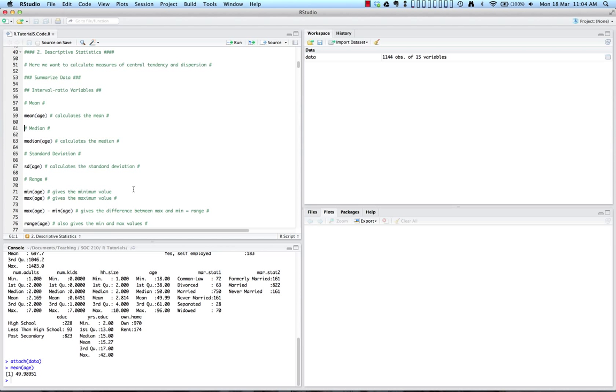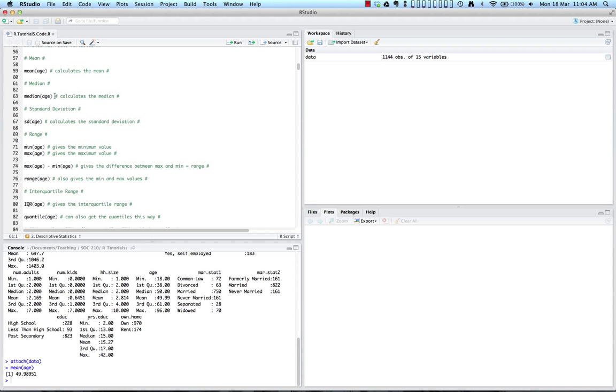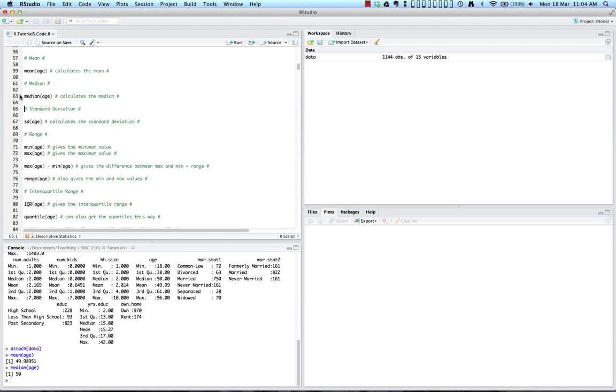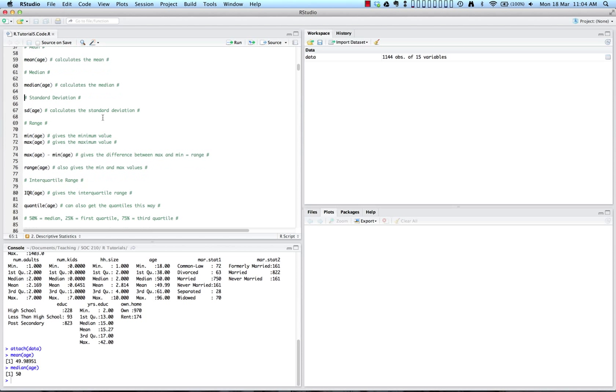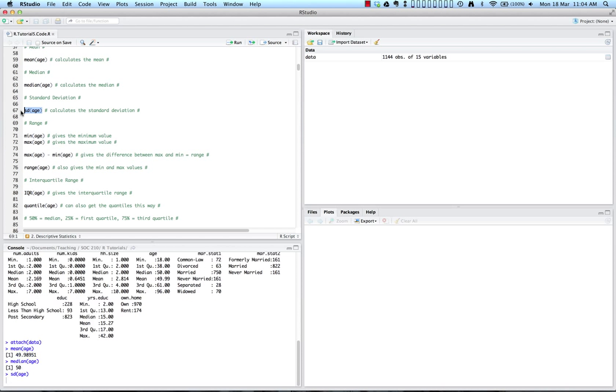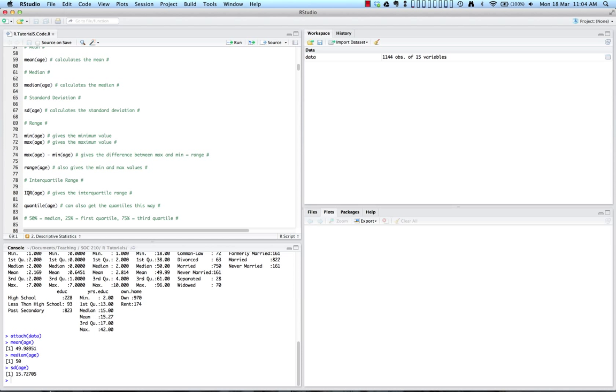In addition to the mean, we can also calculate the median. So let's try the median for age. Here we see that the median age is pretty close to the mean at 50 years. In addition to these measures of central tendency, we can also calculate the standard deviation using SD. So let's calculate the standard deviation for age. We see that the standard deviation for age is about 15.73 years in this data set.